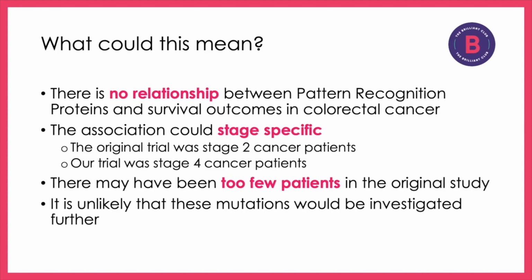From these results, and the results of our colleagues at Oxford, we can pretty confidently say that it's unlikely to be a true statistical association or mathematical relationship between how long patients survive on chemotherapy and the specific mutations within these 3 pattern recognition proteins. It could be that the relationship is true, but down to a very specific stage of cancer, as the original investigation was a stage 2 trial and ours was stage 4, so our patients were metastatic, whereas the patients in the original trial were largely still one sort of primary tumour.